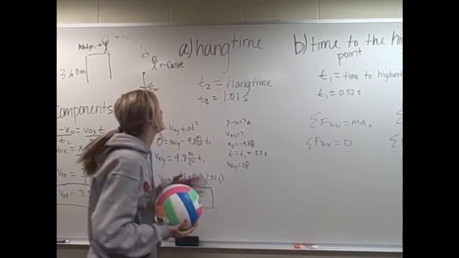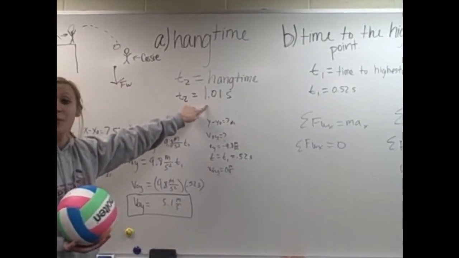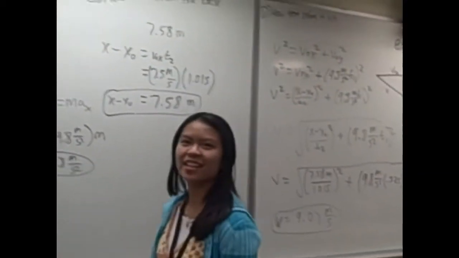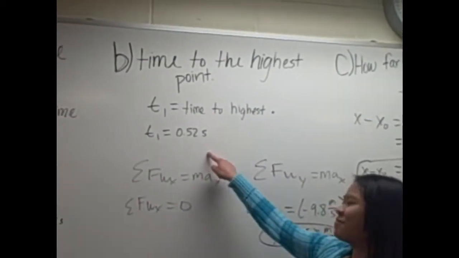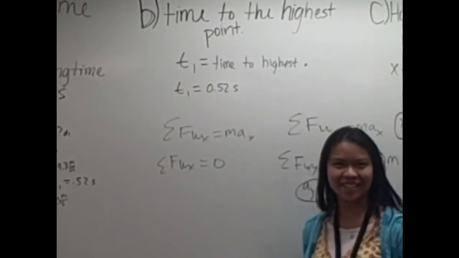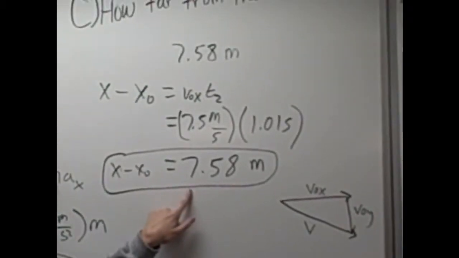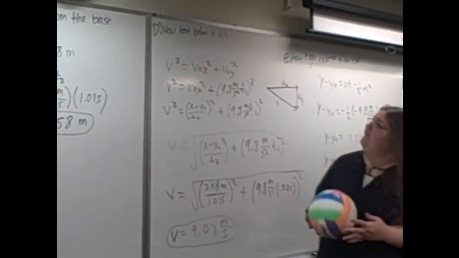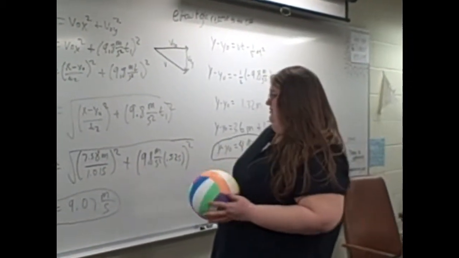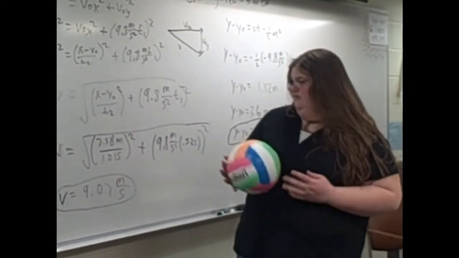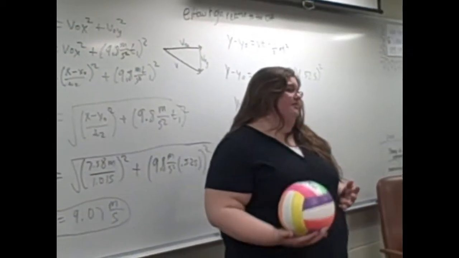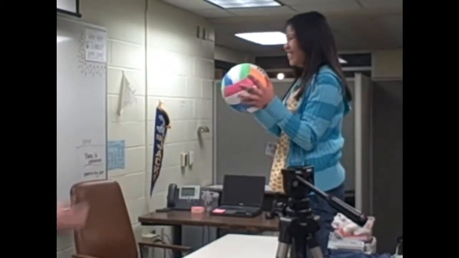So, in conclusion, the hang time is equal to 1.01 seconds. Time to the highest point would be 0.52 seconds. How far from the base is 7.58 meters. How fast before it hits the ground is 9.07 meters per second. How high relative to the cliff would be 4.92 meters.